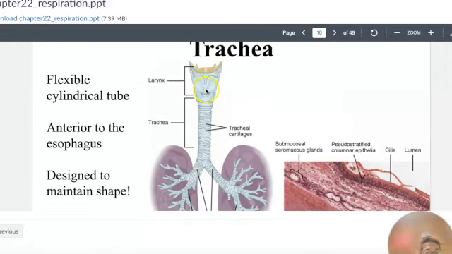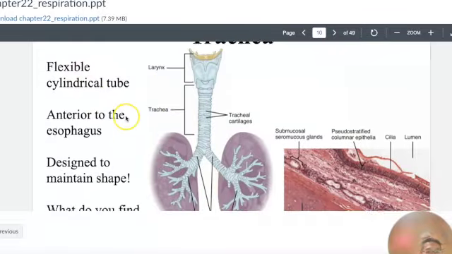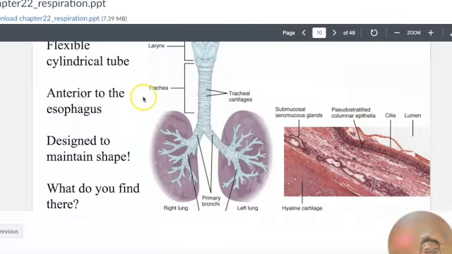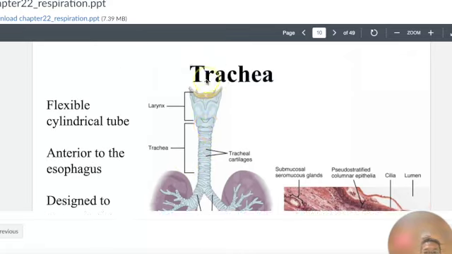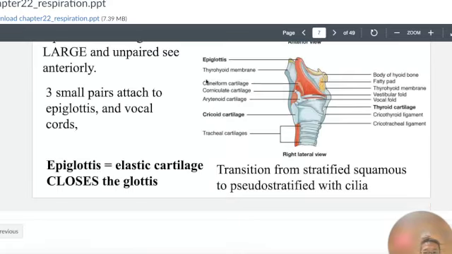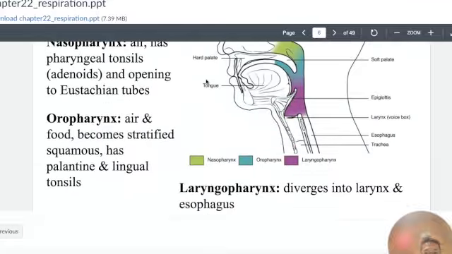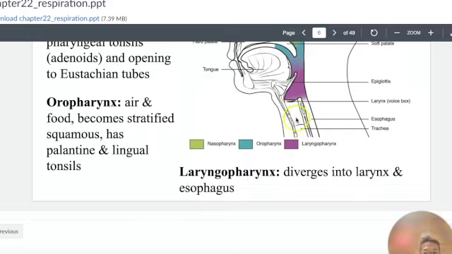Again, that's the larynx. Here's the trachea. The trachea is a flexible cylinder tube, anterior to the esophagus. So if you look at the side view, here's the trachea, and here is the esophagus. When we swallow food, it closes up, so the food goes straight to the back and does not go into your lungs.